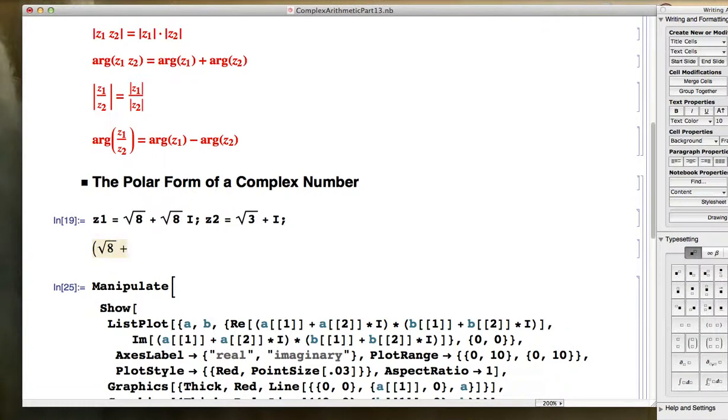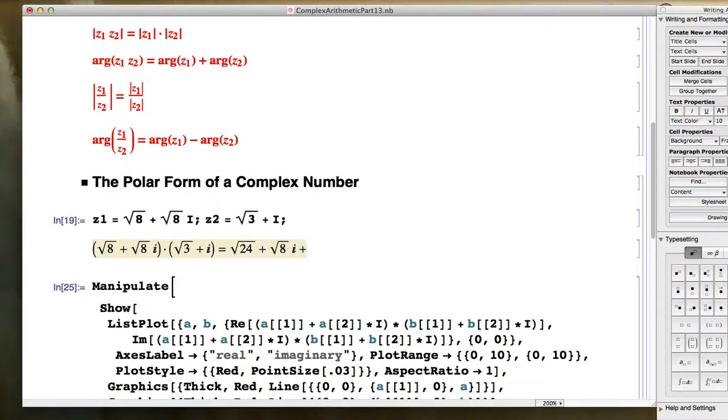Let's get a little practice with root manipulation as well as complex number manipulation. So here is the product that I'm trying to compute. And when you're doing this by hand, you should use the FOIL method. First times first is square root of 8 times square root of 3. That's the same as square root of 8 times 3, which is square root of 24. Outside times outside is square root of 8 times I.